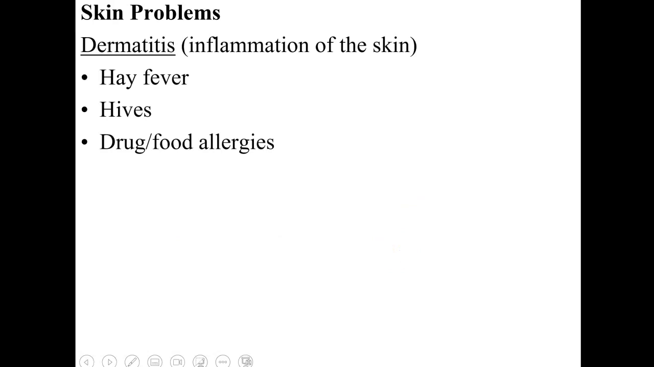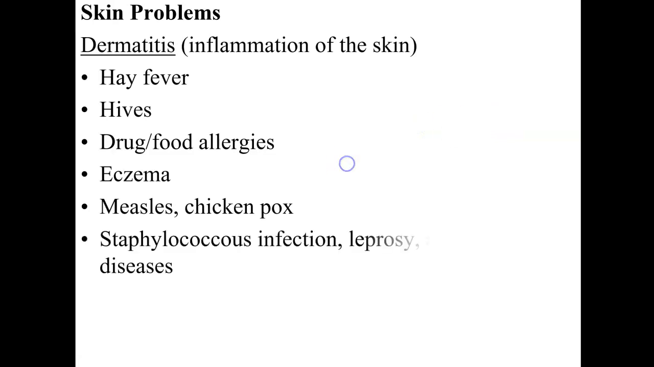Okay, so different skin problems or skin conditions. With these skin conditions or skin problems, we have dermatitis. Itis is going to be the inflammation. Derma, of course, is skin, so this is going to be inflammation of skin. And so there are many different types. You could have hay fever from allergies, hives from allergies. You can have food and drug allergies, eczema, measles or chickenpox, which are going to be viral diseases.